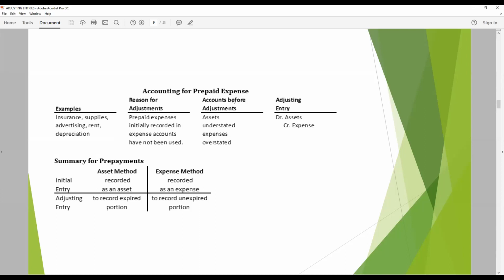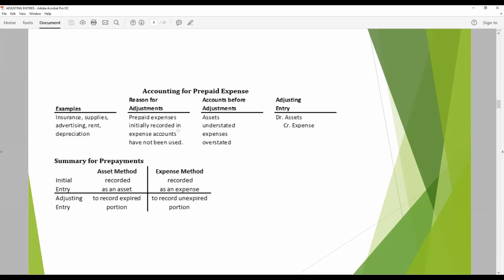So, under expense method naman, assets are understated, expenses are overstated. Overstated kasi na-record nyo siya buo as expense, but hindi pa expired yung para sa next year. So, overstated ang expenses nyo. Understated naman ang assets nyo, kasi dapat asset pa yung mga unexpired portion. So, ang adjusting entry is debit asset, credit expense. So, baligtad yung dalawa.